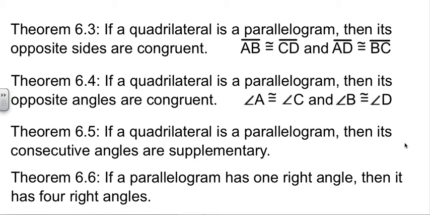And then here's a nice property. If a parallelogram has one right angle, then that's going to make all 4 of them right angles. Now, I'll let you ponder that, and if you need help understanding why, you can ask in class.